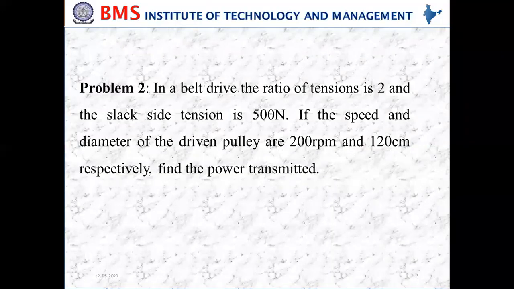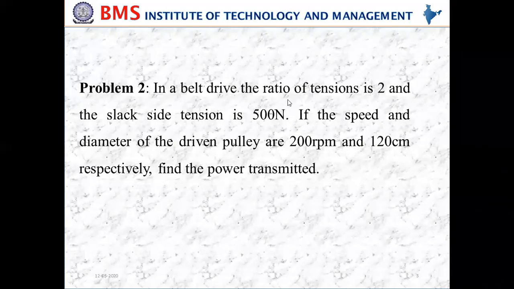Next. In a belt drive, the ratio of tensions, that is the tension on the tight side and the tension on the slack side, is given as 2. The slack side tension is 500 newtons. If the speed and the diameter of the driven pulley are 200 rpm and 120 centimeter respectively, how are we going to calculate the power transmitted?